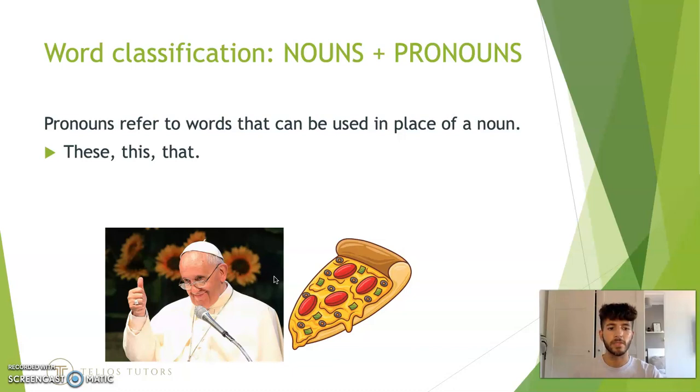So if the Pope was saying pizza is delicious, he can simply say this is delicious. Sorry for the pause. So there are many more examples of pronouns in the English language, which I won't be able to get through here.